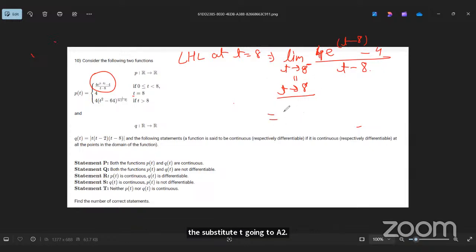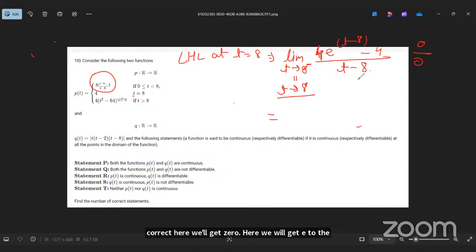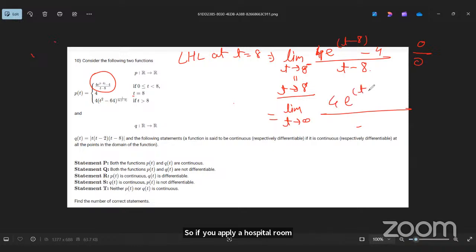That means this is the same as t going to 8. But as you apply t going to 8, it will become 0 by 0. Correct? Here we will get 0, here we will get e to the power 0, so 4 minus 4 will become 0. Again we have a 0 by 0 form, so we can apply L'Hospital's rule. If you apply L'Hospital's rule, it will become 4 times e to the power t minus 8, plus the derivative will be as it is, because it's e to the power x, and minus 4 will become 0. Here it will become 1. Now we can substitute t equals 8.